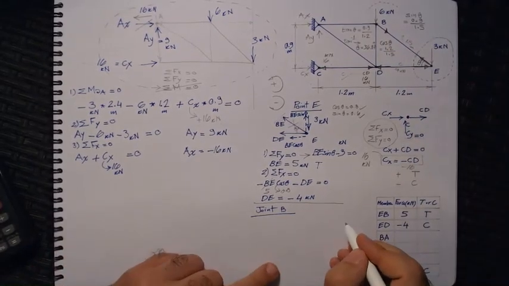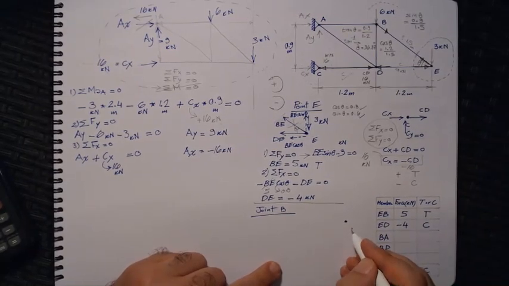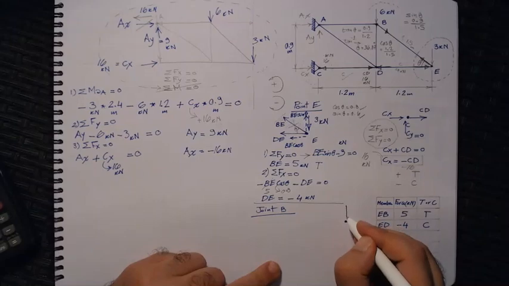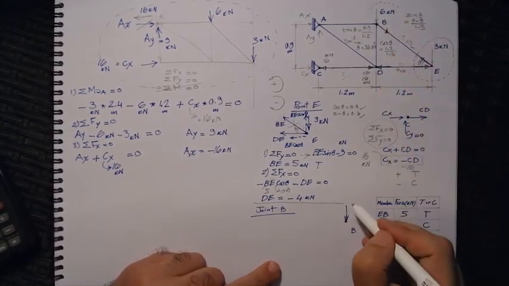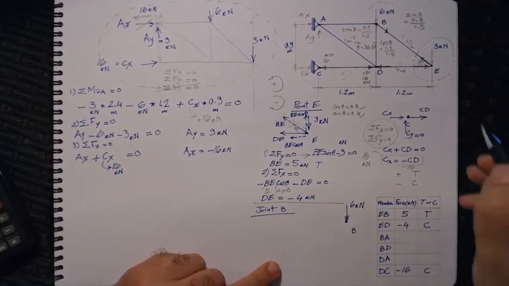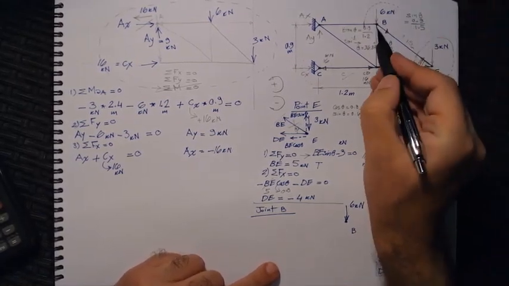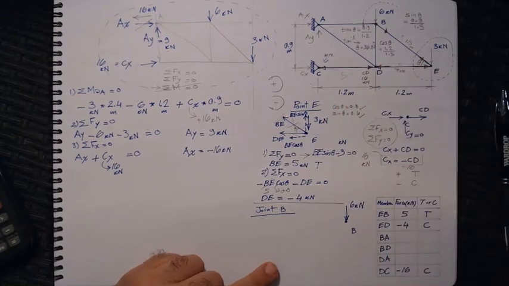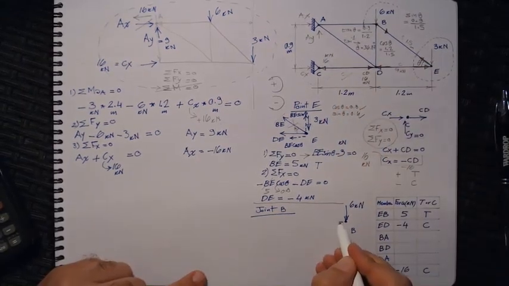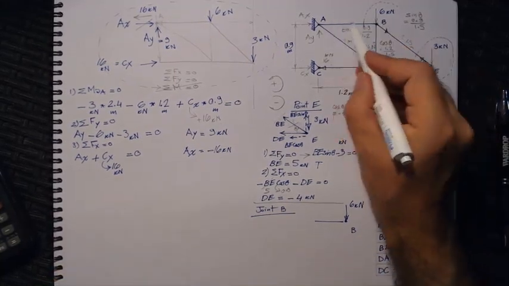So I'm going to put joint B. I'm going to put the external load, and it's 6 kilonewton going downward. I will continue the dotted line. I will intersect member BA. So I will replace this with a force in the same direction as member BA.